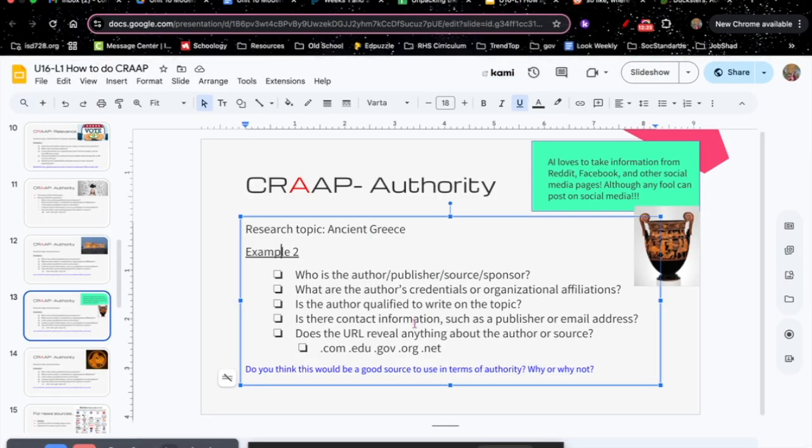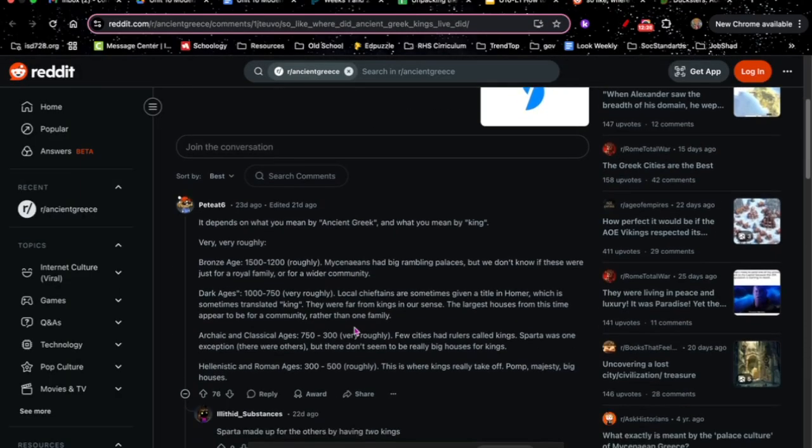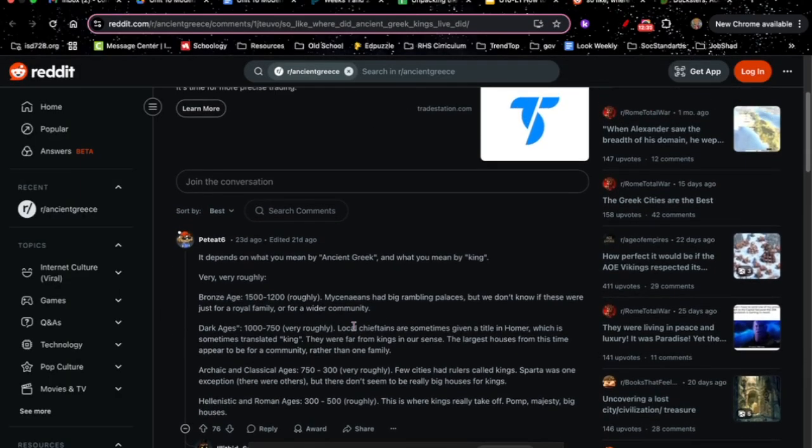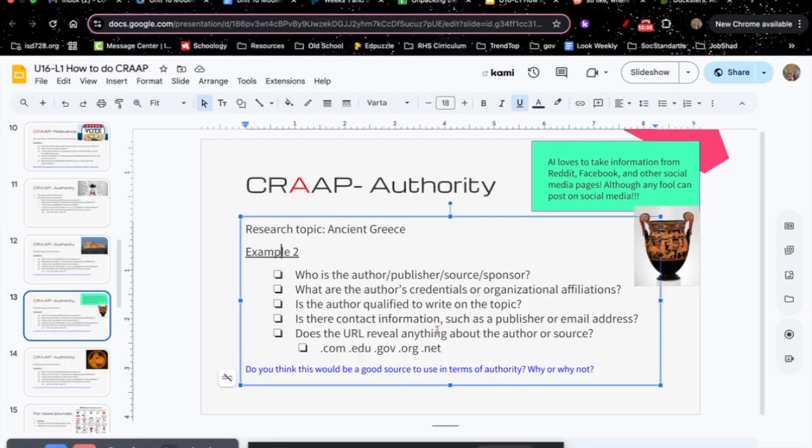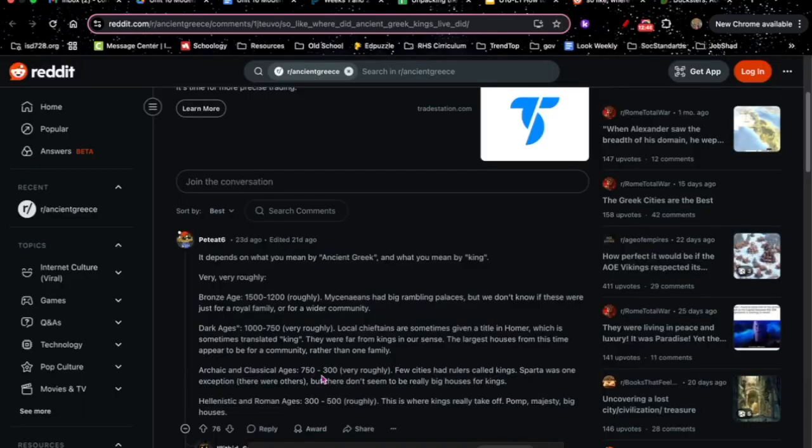So what are the author's credentials or organizational affiliations? Again, it's just a social media page. I have no idea who these guys are. So is the author qualified to write on this topic? Well, I really don't know who the authors are. They're anonymous. Is there contact information, such as a publisher email address? Well, you could message these people, but who knows who they are?